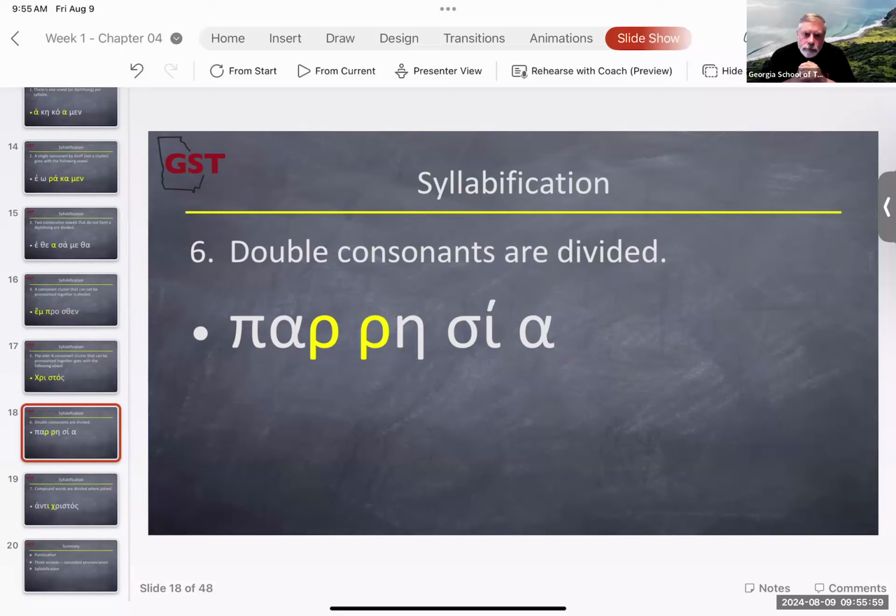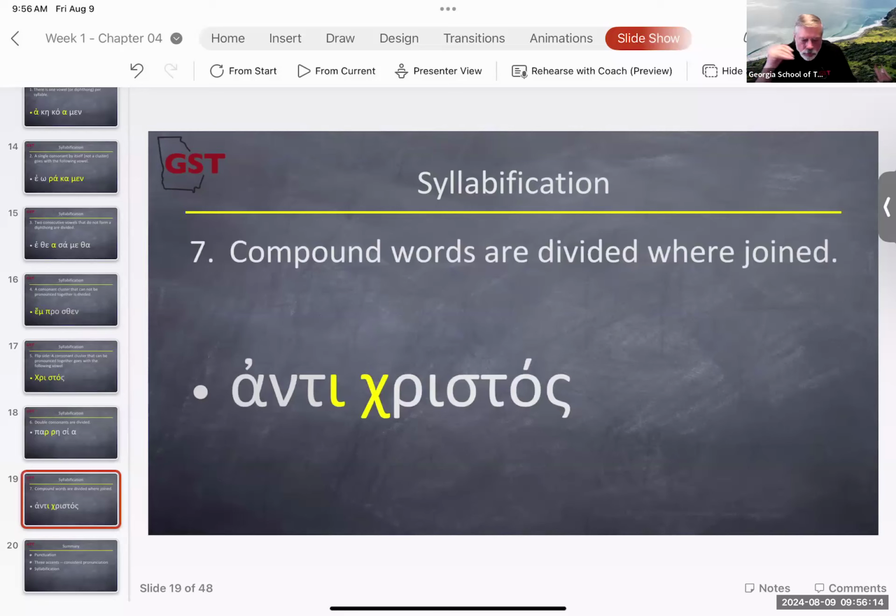Paresia. No, paresia. Paresia. Yeah, because of the accent. Okay, so paresia. Very good. And then compound words, we've already done antichristos.